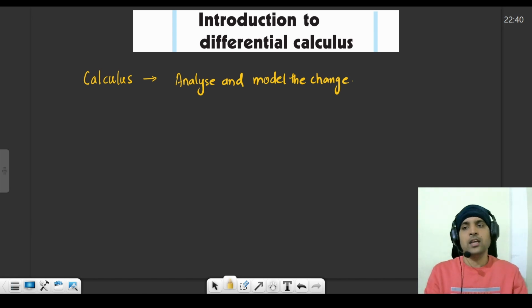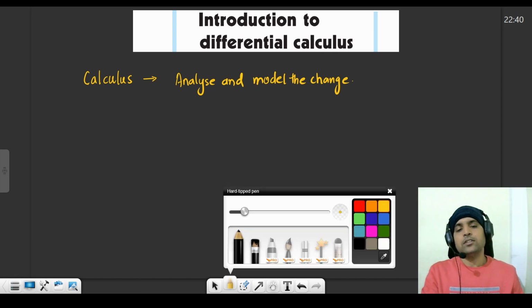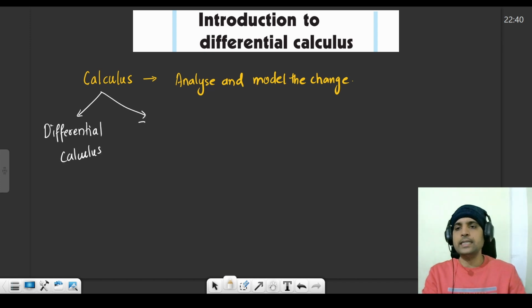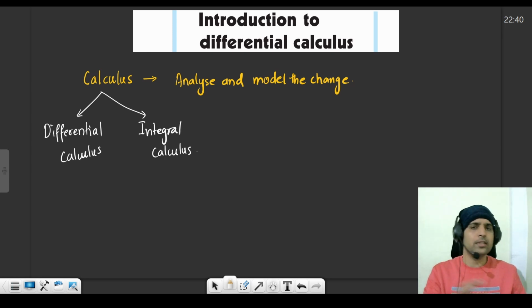Now calculus has been divided into two parts. It has two branches. One is the differential calculus, and the other one is the integral calculus. We are going to learn about both of them. Today, we are going to start with the differential calculus.